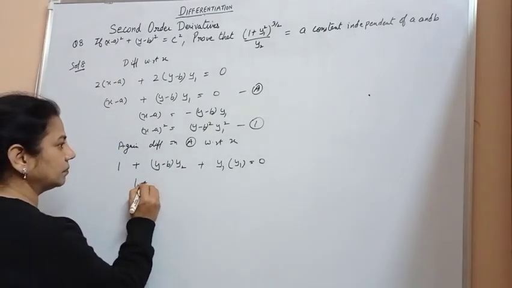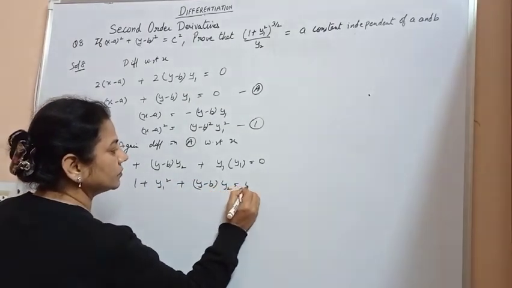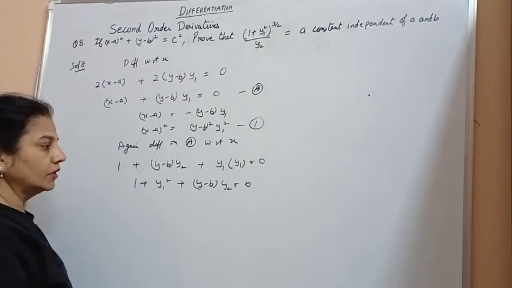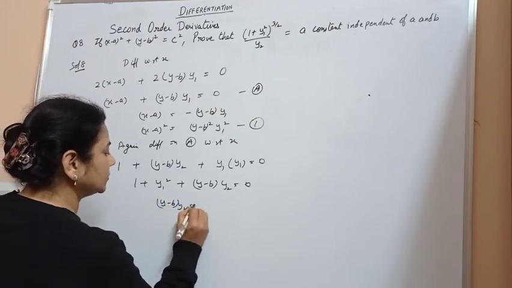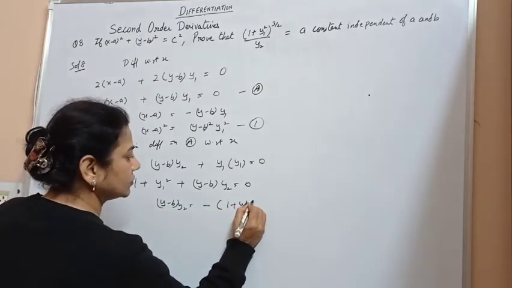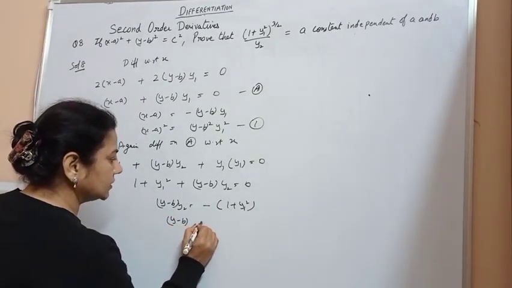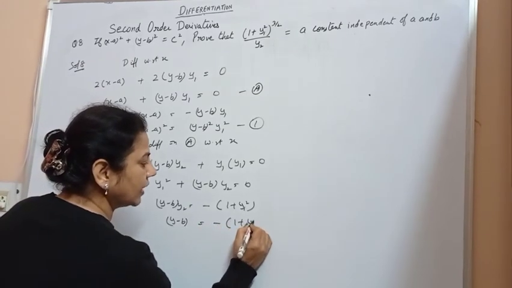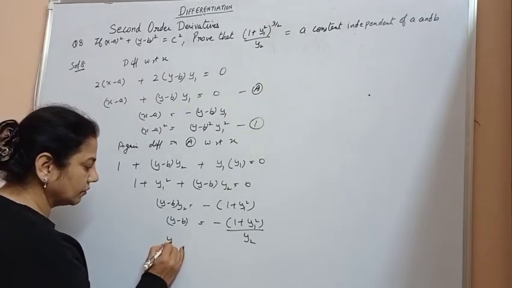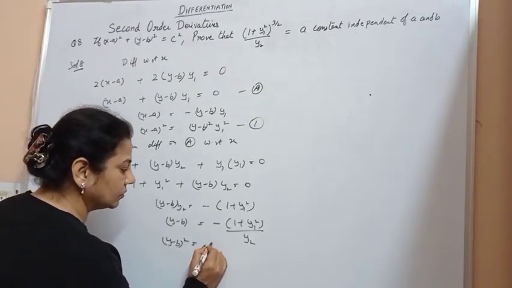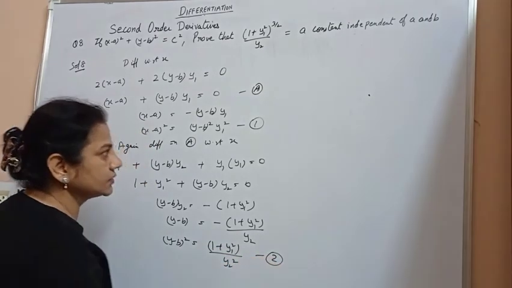So this is 1 plus y1 square plus y minus b y2 is equal to 0. So I have y minus b y2 is equal to minus 1 plus y1 square, or you can say that y minus b is equal to minus 1 plus y1 square divided by y2. Squaring both sides, y minus b whole square is equal to 1 plus y1 square whole square divided by y2 square. This is my second equation.